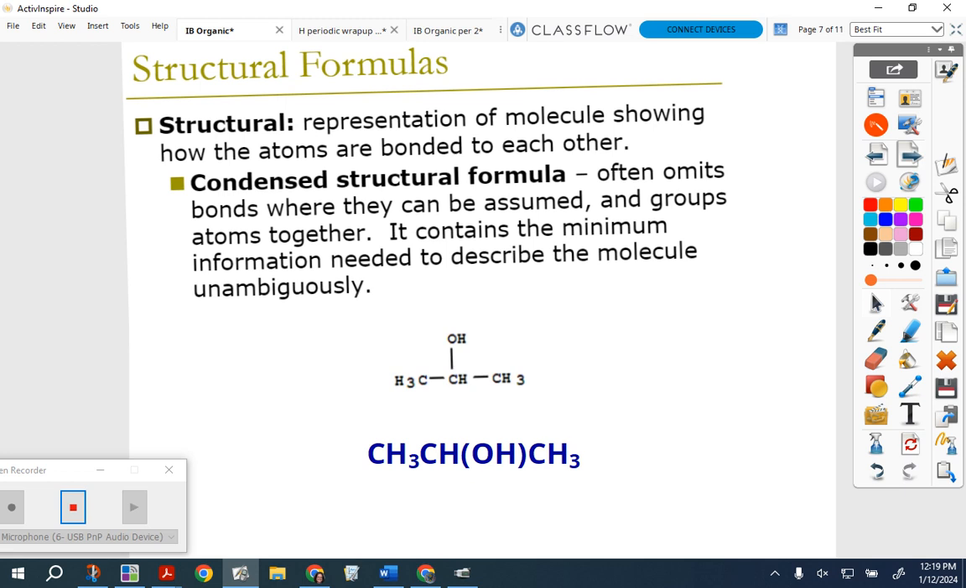And this is what you're going to see in a lot of the paper 1 questions that I haven't been able to put on your tests because we haven't covered this yet. They will show organic molecules in a condensed structural formula like this, and you'll have to be able to interpret that. So again, we're going to practice this starting today.